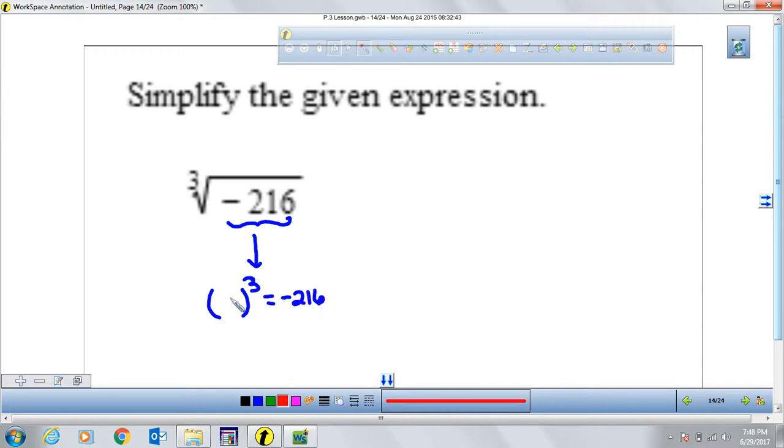-216. And if you think about it, -6 times -6 times -6 is going to give me -216. So that means that the cube root of -216 is -6.